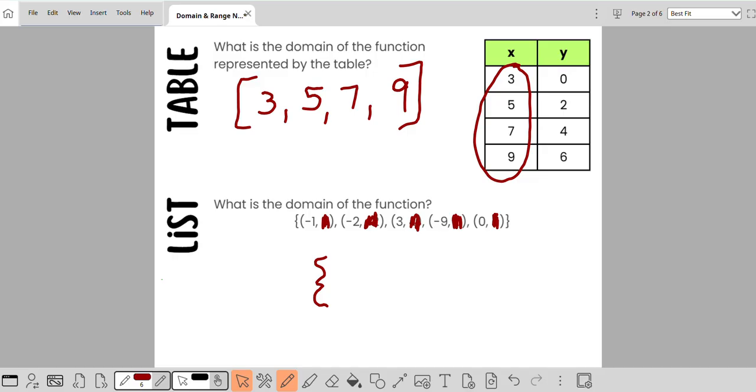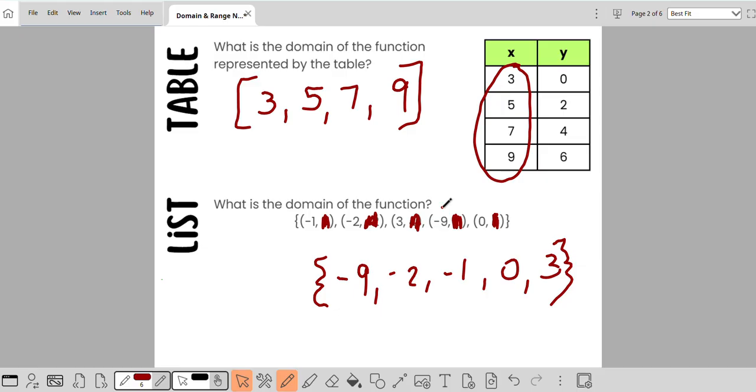So the smallest number up here, because with negatives, the bigger the negative, the smaller the number, is -9. Then we have a -2. Then we have a -1, a 0, and a 3. Now, yeah, that didn't work out either. But anyway, we're going to make sure that we have all the numbers here.